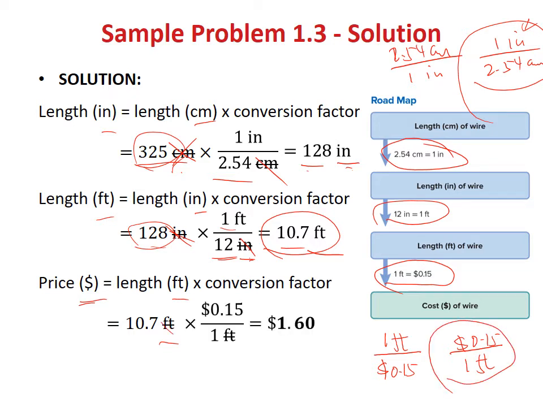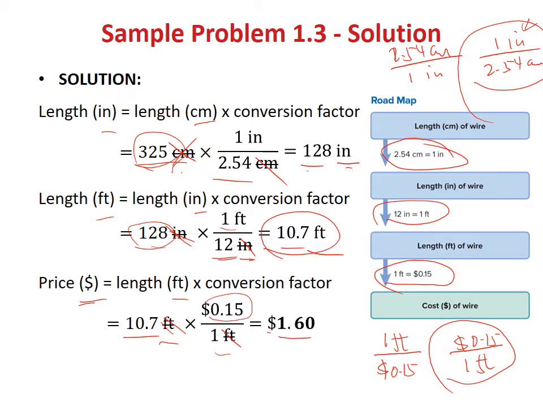Okay, so write this as a conversion factor. So foot cancels, giving you dollar, and then 10.7 multiplied by 0.15 gives you $1.6.